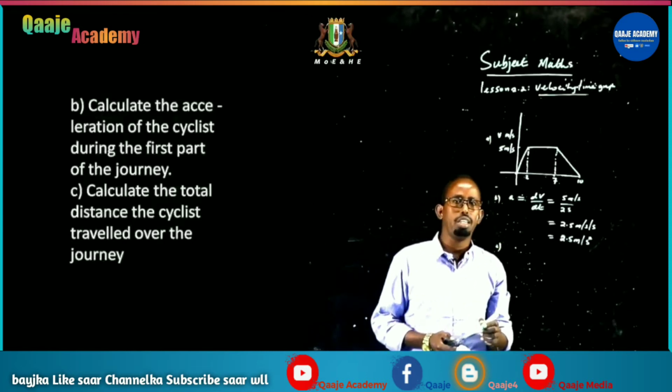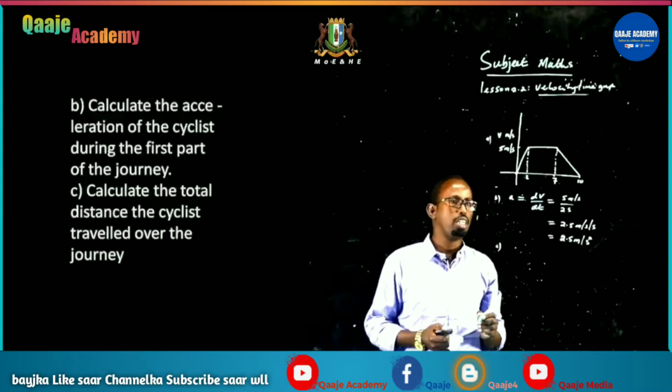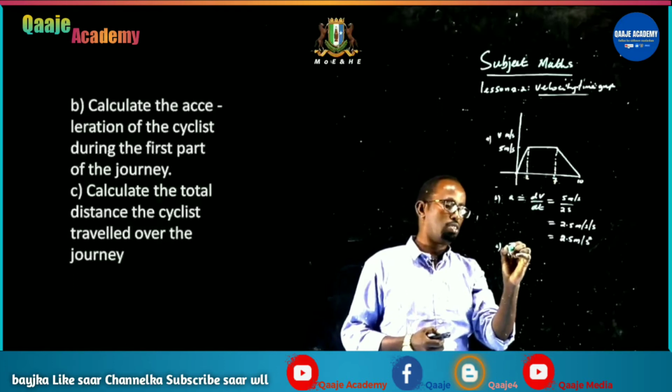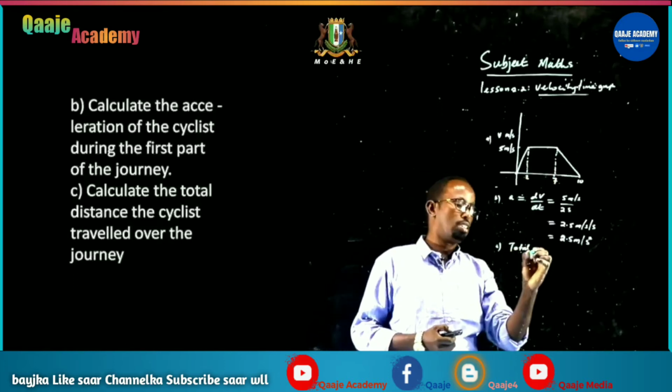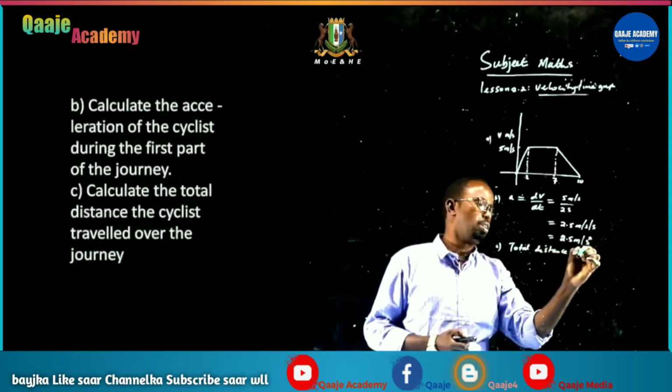Calculate B, this was A, B, C. Calculate the total distance the cyclist traveled over the journey. The total distance, we said total distance is always equal to area under the curve.